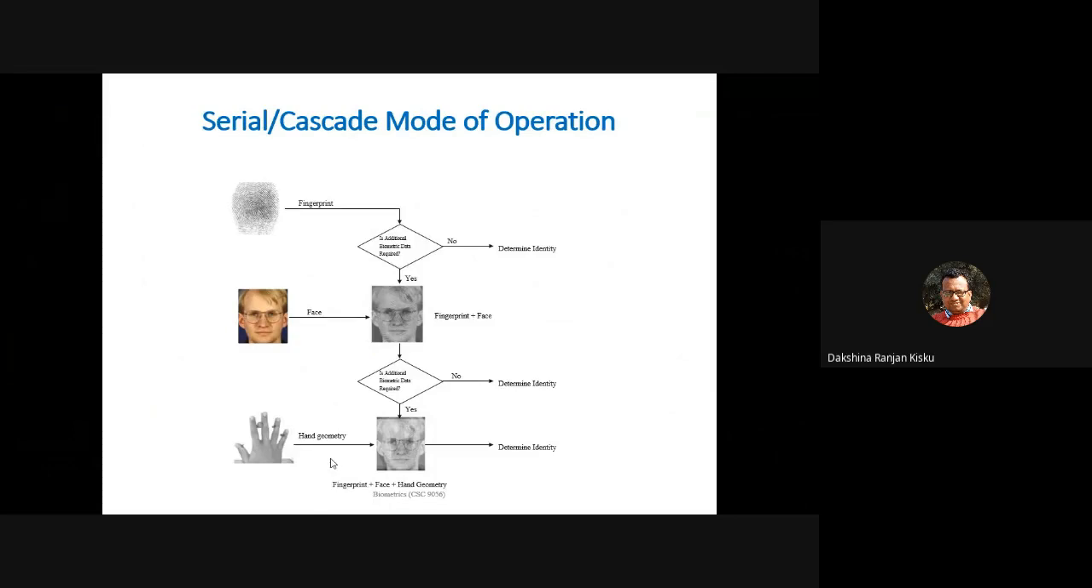Just a few moments ago, we were talking about the mode of operation. Mode of operation may be divided into two groups. One is the serial or cascade mode, another is the parallel mode. Whenever we are interested in developing a cascade based or serial based multimodal biometric system, multiple biometric evidences or multiple biometric systems are used together serially.